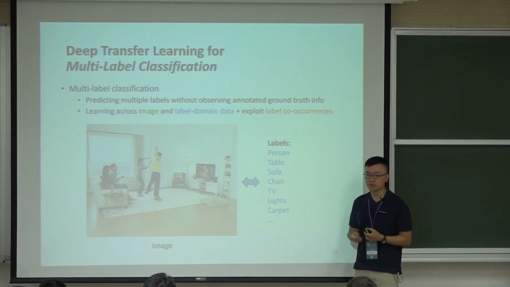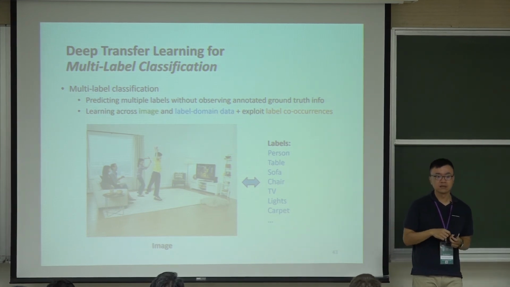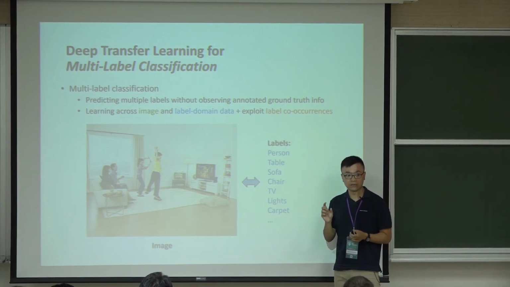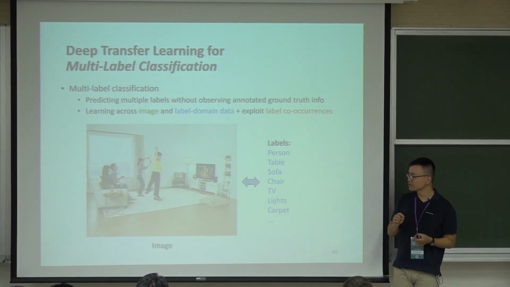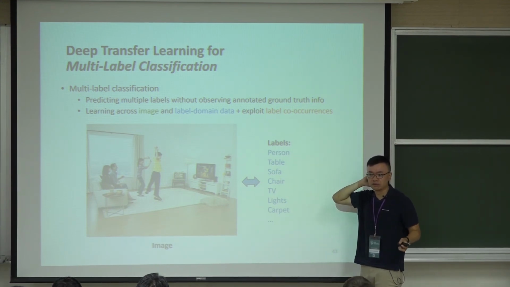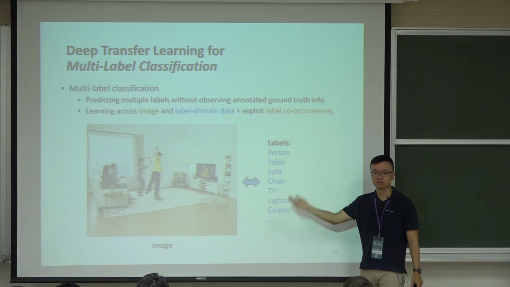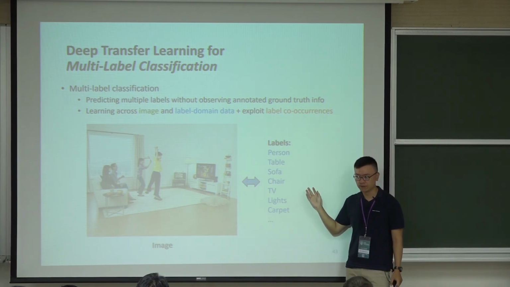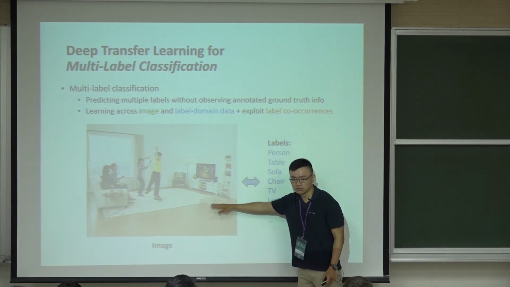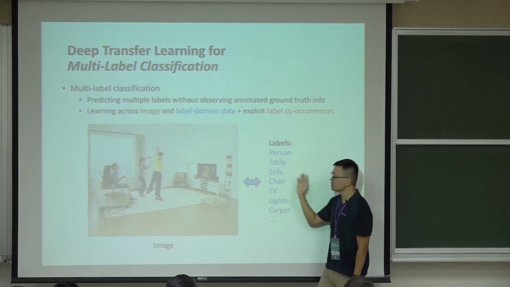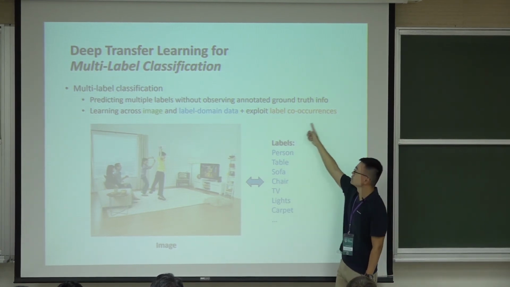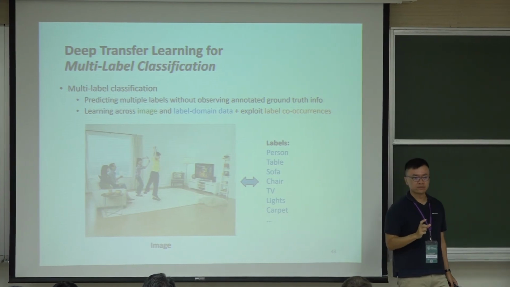We want our model to be able to automatically exploit, preserve, and utilize such label co-occurrence information. We don't want to do prediction one by one, individually, independently. Then there's no point to address multi-label classification. You just do binary classification for each label, right? So for multi-label classification, we really want to look into our data, not only to learn the relation between the two domains, but also to exploit the label co-occurrence information.